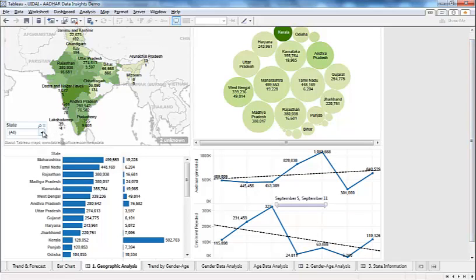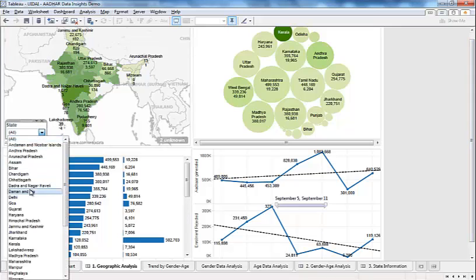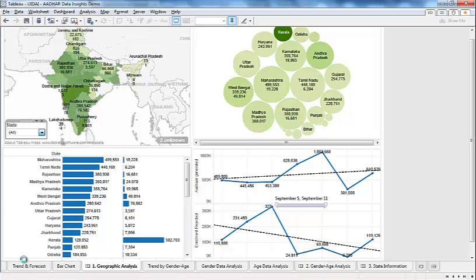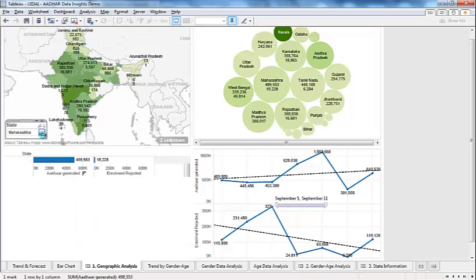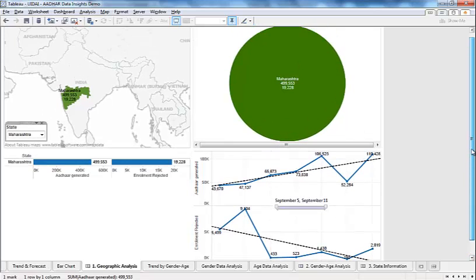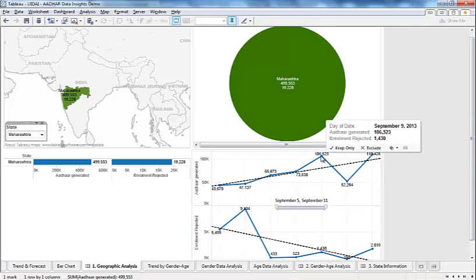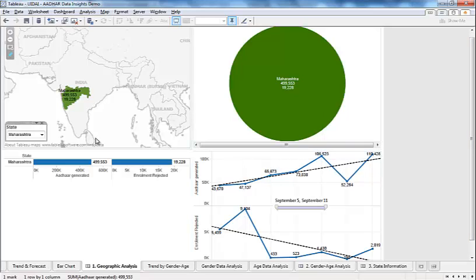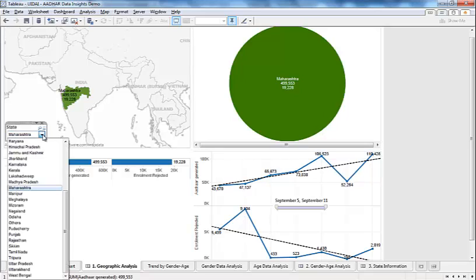So let's select a particular state and see whether this pattern is repeating across all the states. So for example, let's pick the state where there has been the highest number of enrollments. We observe that again on 9th September, that is Monday, during the whole week, the number of enrollments was close to maximum on September 9th, or the Monday. Let's validate this for another state.